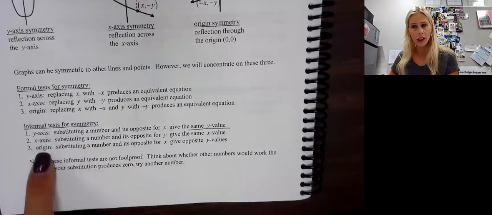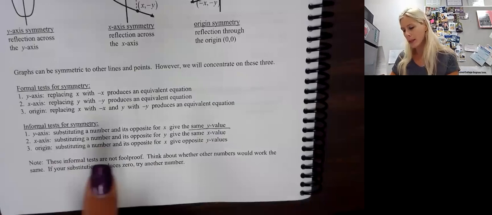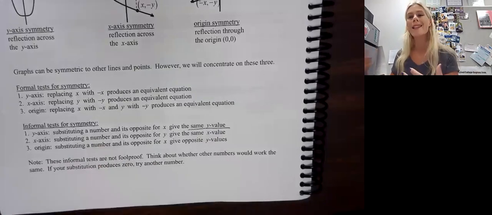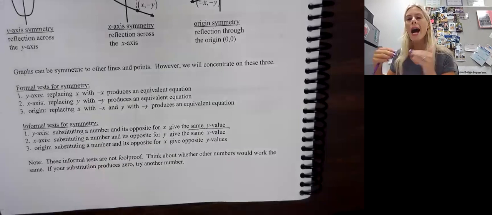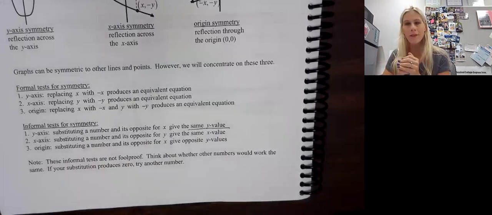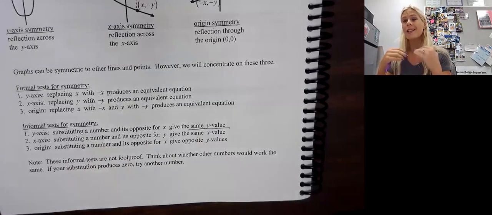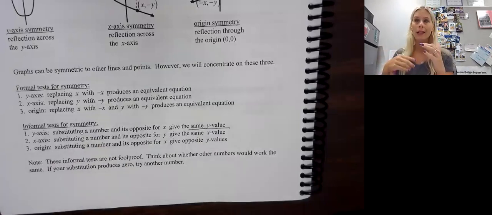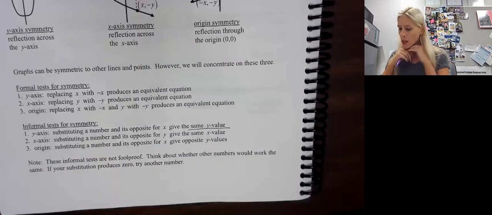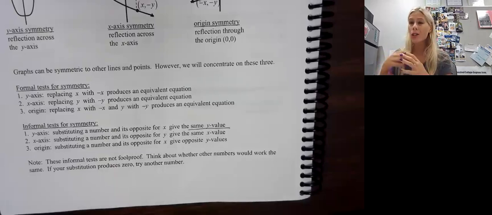For the origin symmetry, what happens is when we substitute in, let's say, 2 and -2, you get opposite answers. Remember, opposite values are one's positive, one's negative of the same numeral. So -3 and 3. Okay. So the informal tests are not foolproof because it depends on what numbers you're using. If you use 0, 1, those could be really tricky numbers that might give you a false positive. So you need to be careful what numbers you're plugging in.